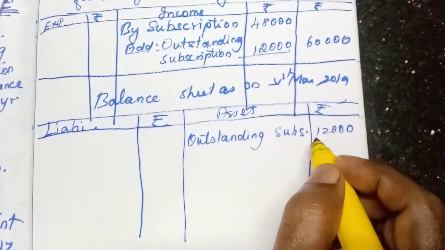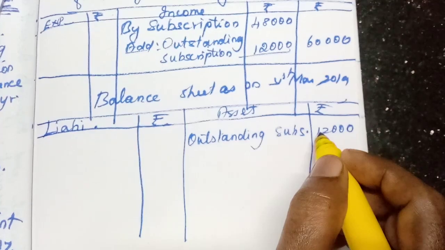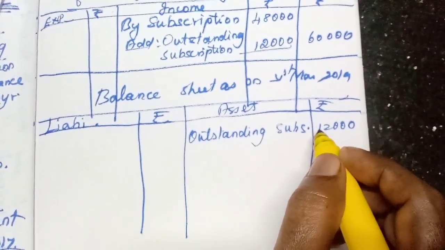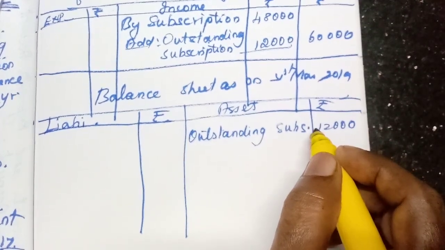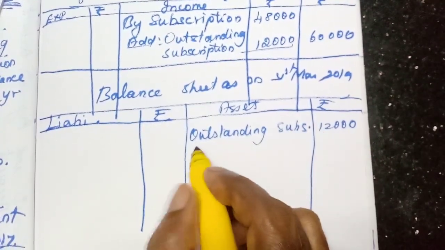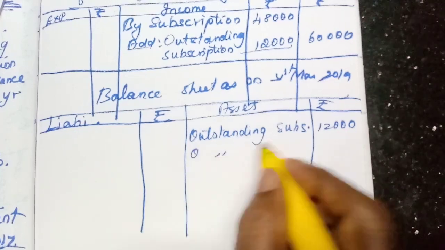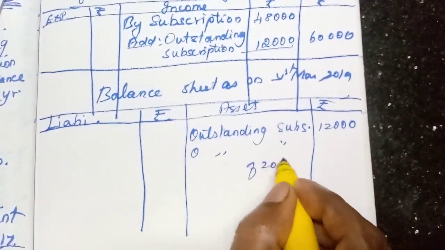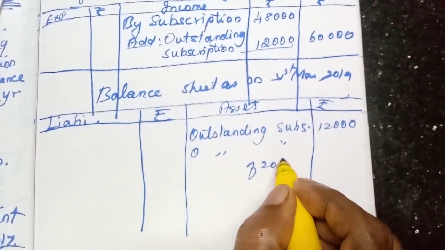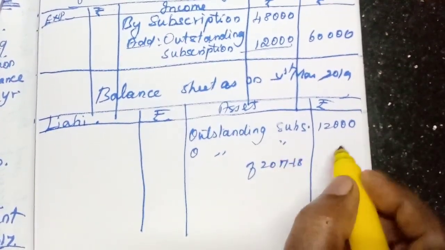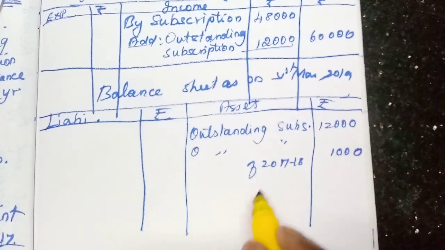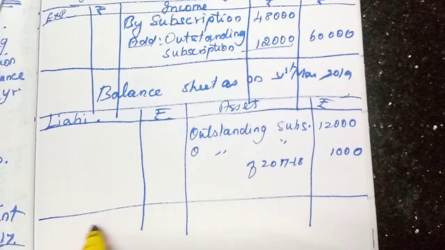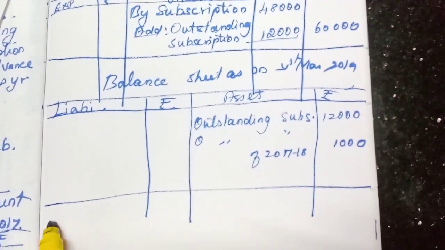Then in the adjustment, the second adjustment: subscription still outstanding for the year 17-18 is 1,000. That is the previous year, still outstanding. That is also outstanding subscription of 2017-18. This is also 1,000. Only these two items. That's all. Next problem we will see.